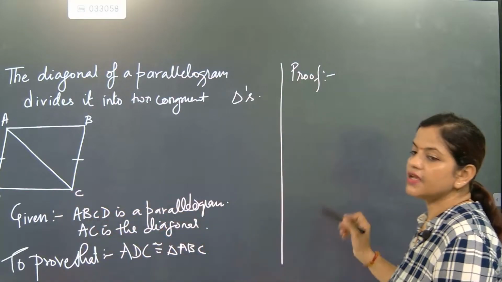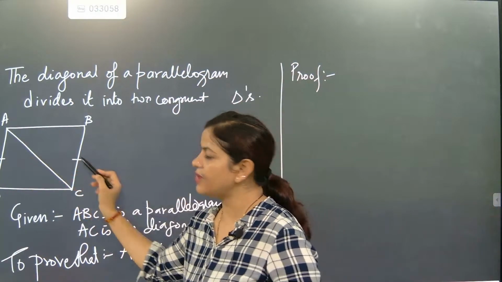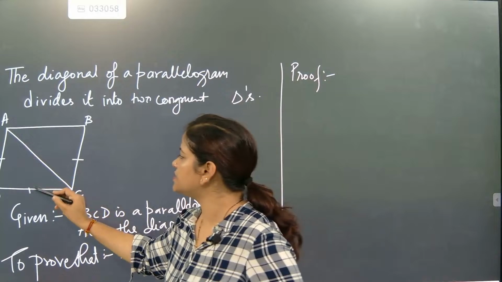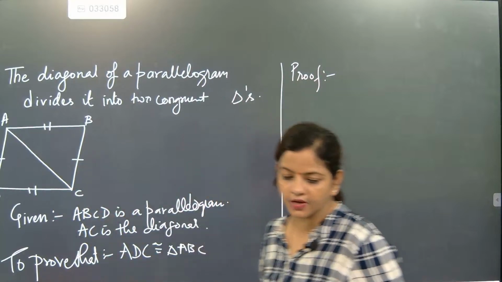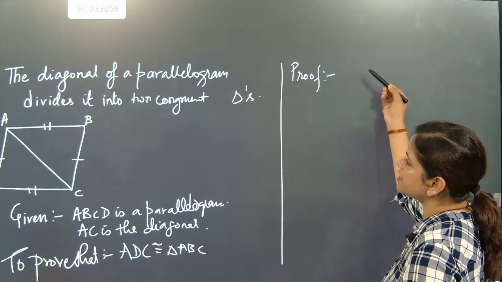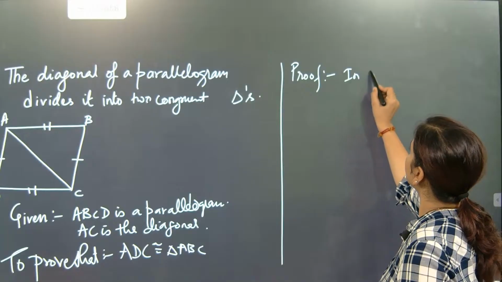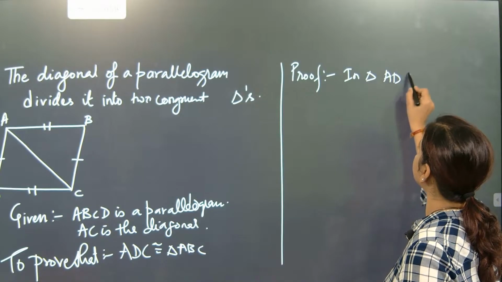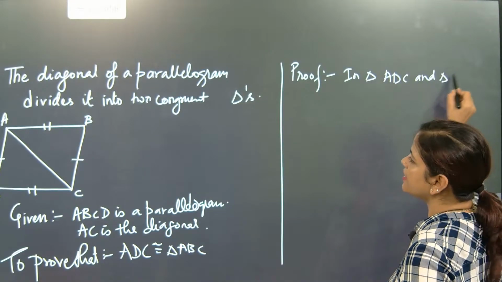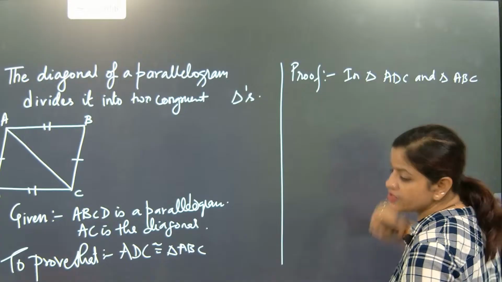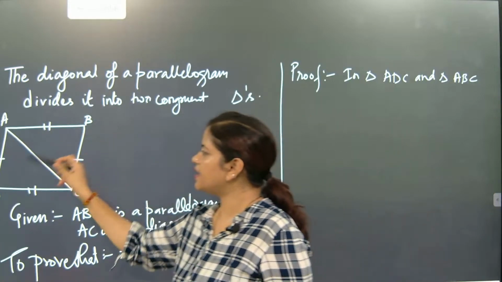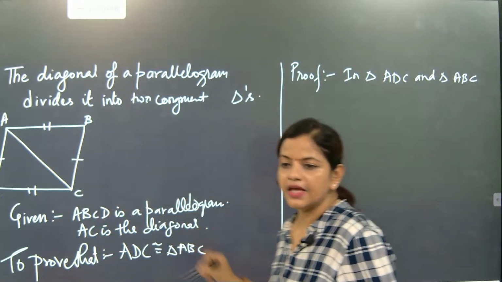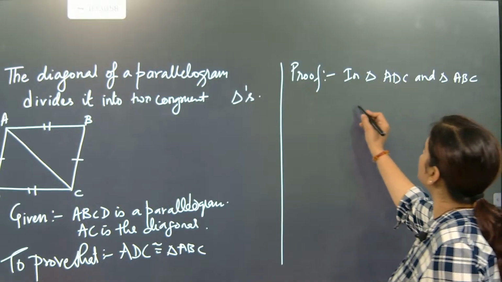Opposite sides are equal. So first we will make opposite sides equal. This side will be equal to this side. So opposite sides are equal. So in triangle ADC and triangle ABC, which are the two triangles? This triangle and this triangle, ADC and ABC. What will we write? Look here.